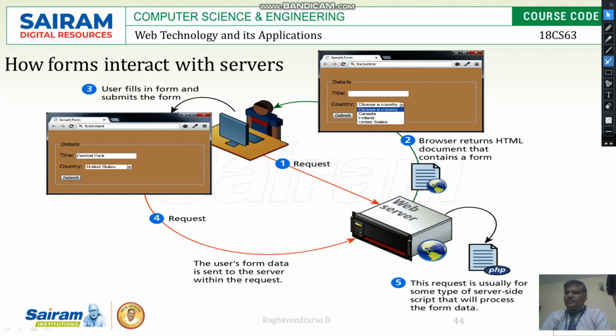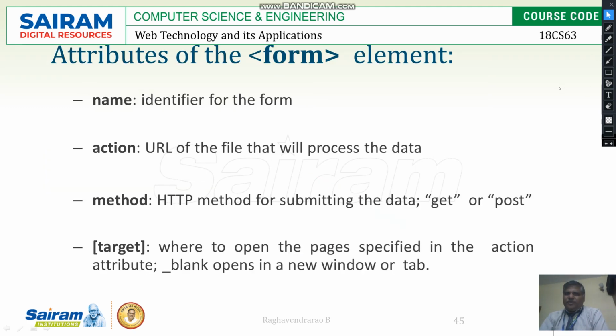Okay. Next is about the form attributes. What are the form attributes that are there? The form attributes are name, action, method, and target. These are the 4 form attributes that are going to be there.